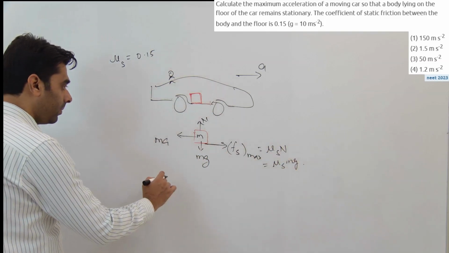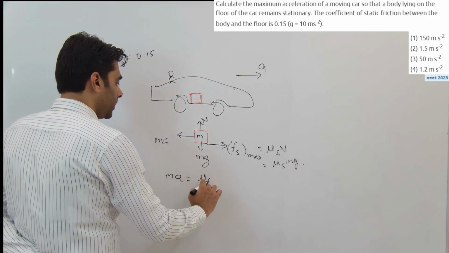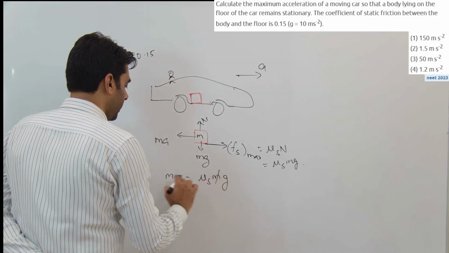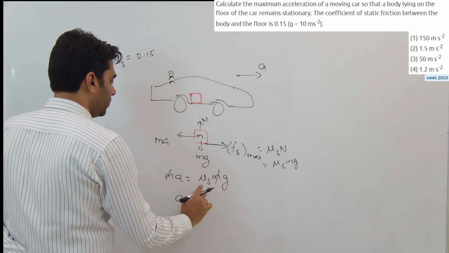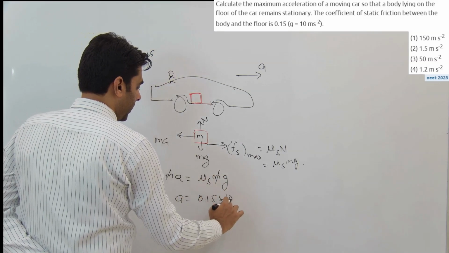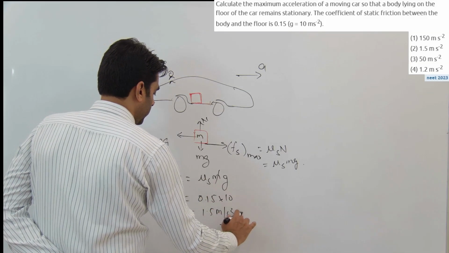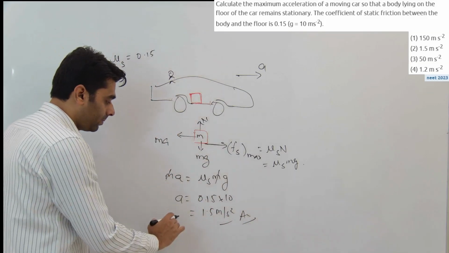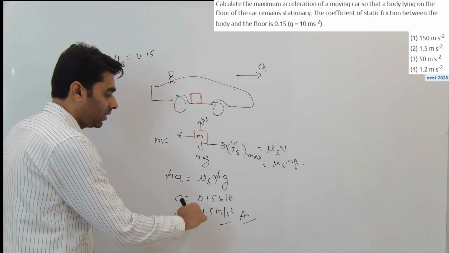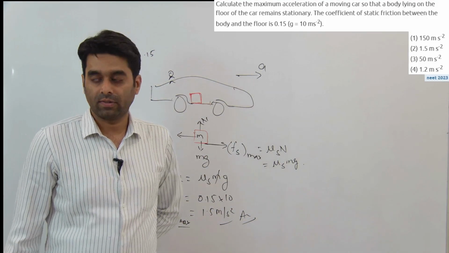Let us equate them. So we get over here ma is equal to mu s mg. m and m cancel out. So a is mu s g. How much did we get? Given 0.15 into 10, it comes out to 1.5 meter per second square. So the maximum acceleration of the car possible is 1.5 meter per second square. Option number 2 is our correct answer.